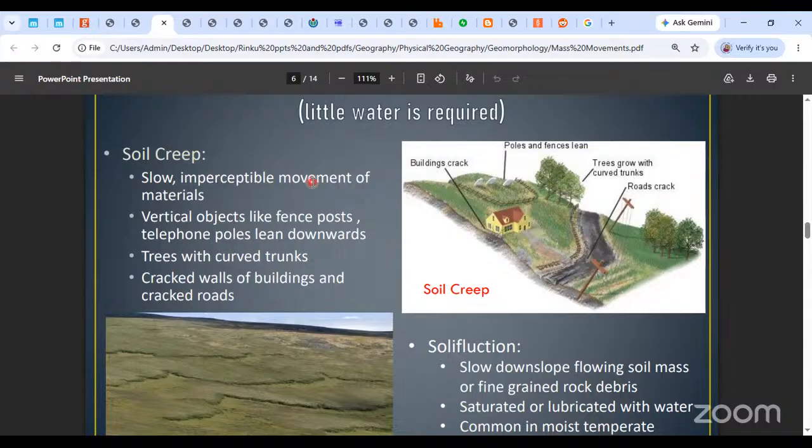Okay, soil creep. Soil creeps, do you understand the movement of creeping? It's a very quiet movement. Creeping, रेंगना जिसको हम कहते हैं, that movement. We are talking about that movement. So it's a very slow, imperceptible movement of materials.